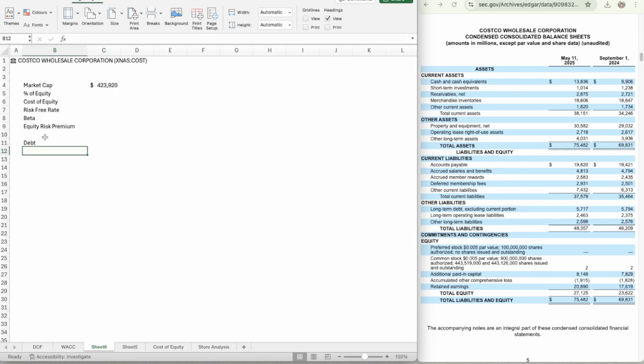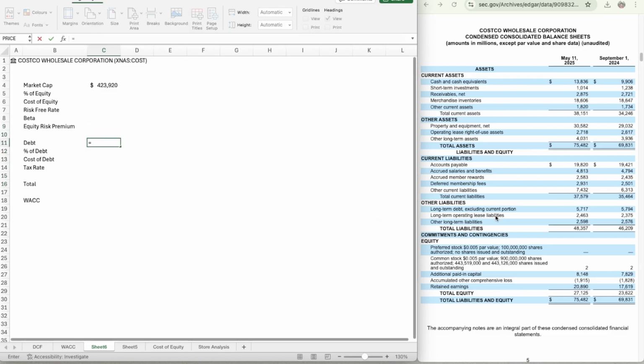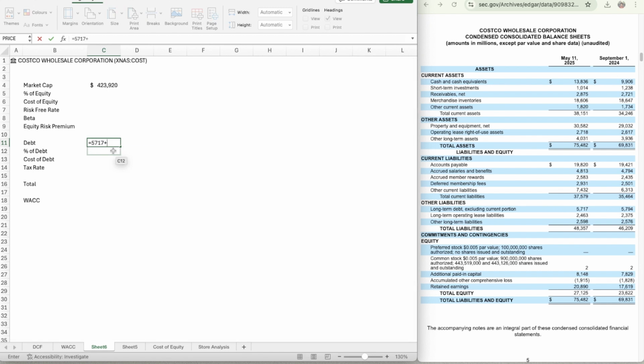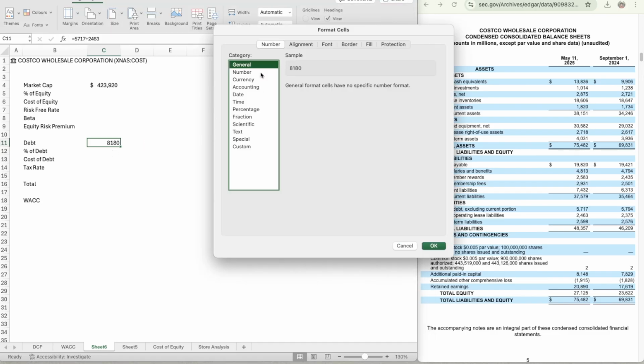Then we take debt, percentage of debt, cost of debt. Then what's the other one? Tax rate, total WACC. So let's just focus on the debt for now. Long-term debt equals 5717 plus 2463, and that gives us just over 8 billion in debt.